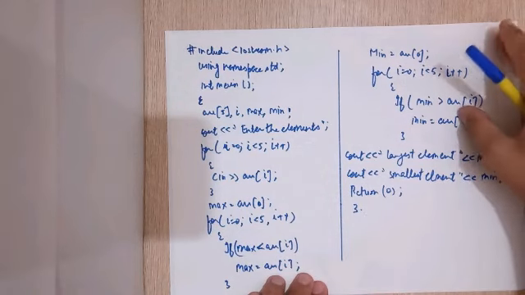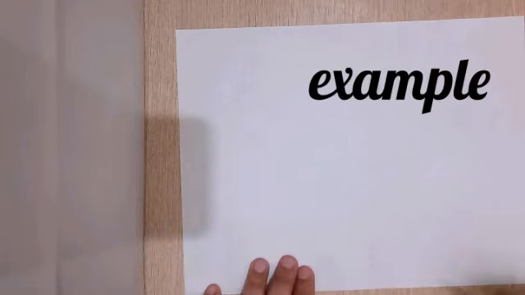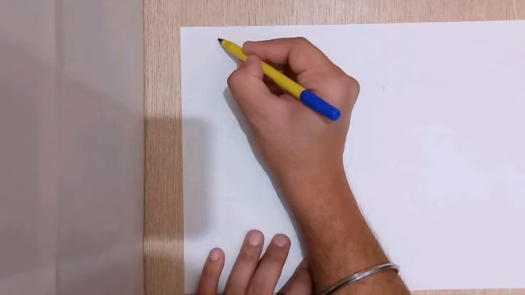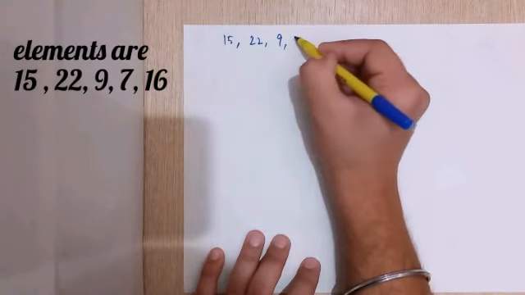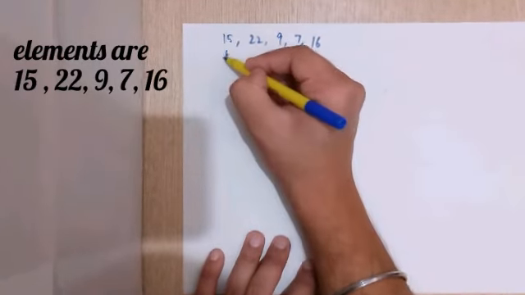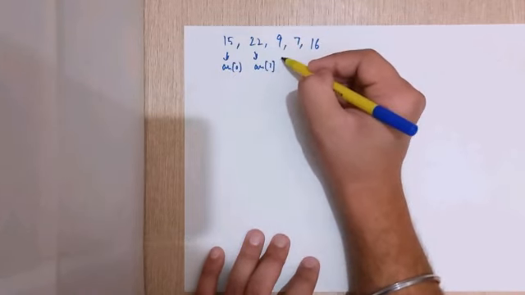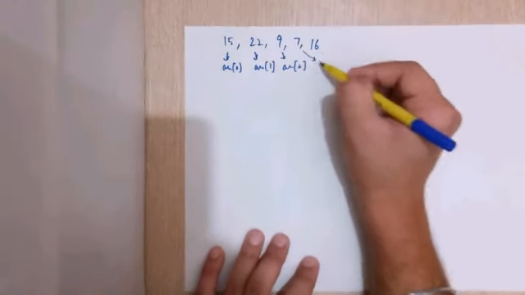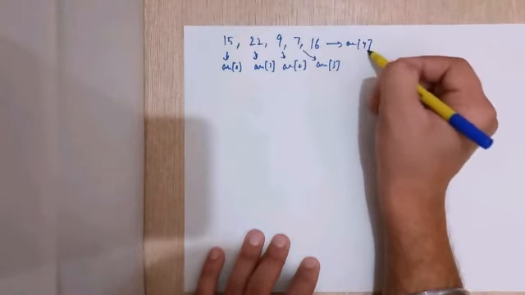Now let us see an example. Now let us consider an array of 5 elements. Elements are 15, 22, 9, 7 and 16. This is the first element of the array, this is the second, this is the third, this is the fourth, and this is the fifth element of the array.